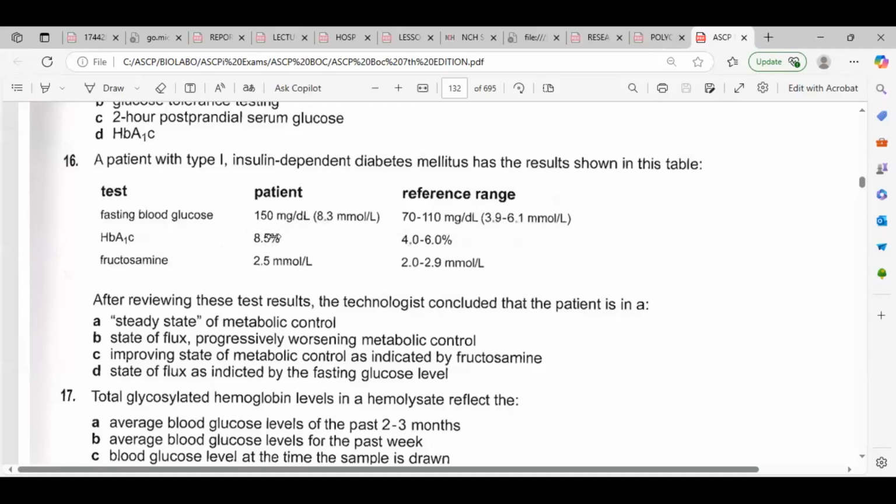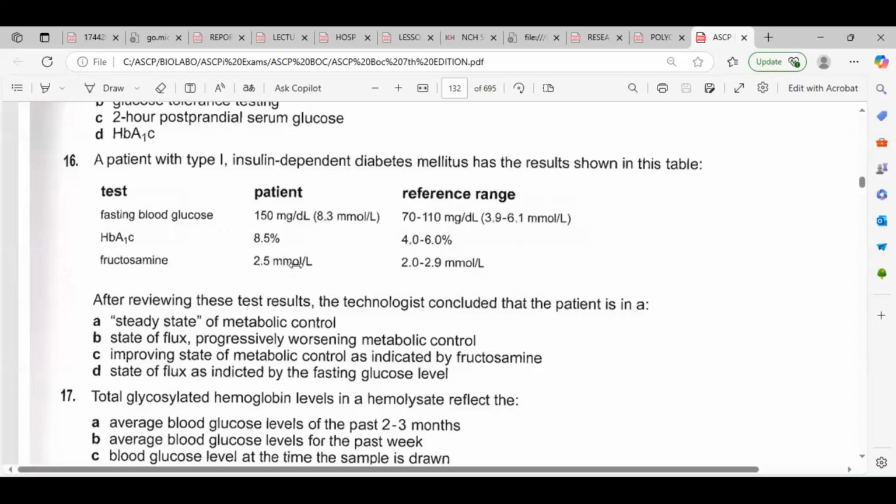HbA1c 8.5 is very high. It can confirm diabetes. Fasting blood glucose is also high. You can see our normal range, as we said, is 70 to 110. So when it is this level of 150, it is very high for this patient, diabetes.